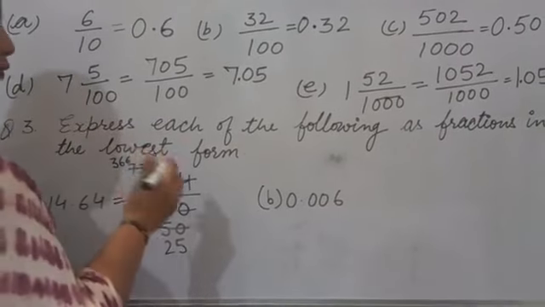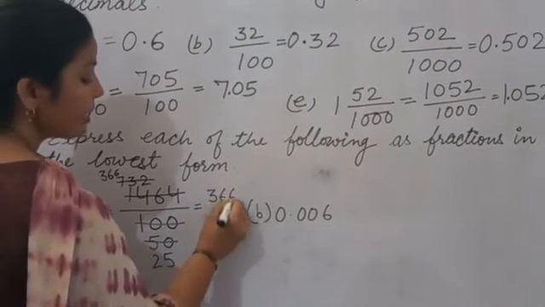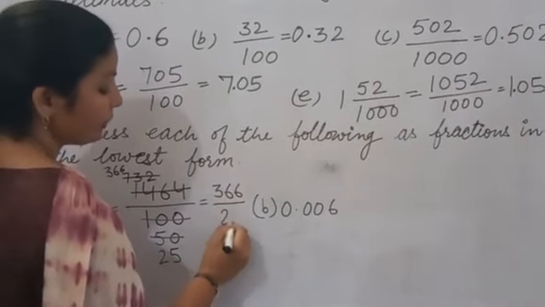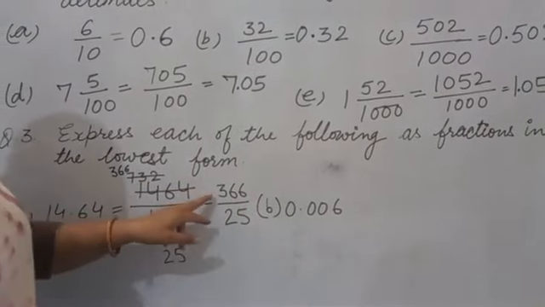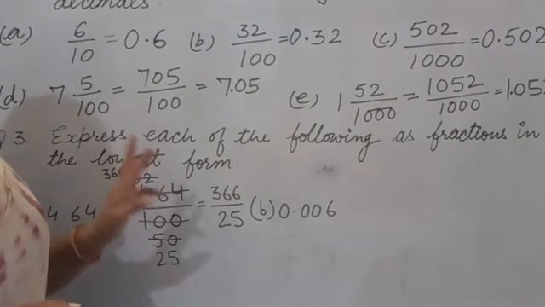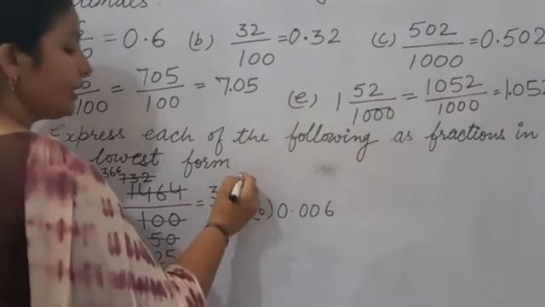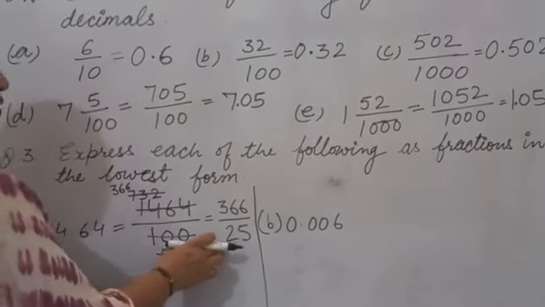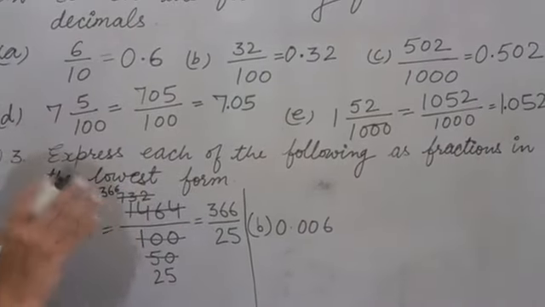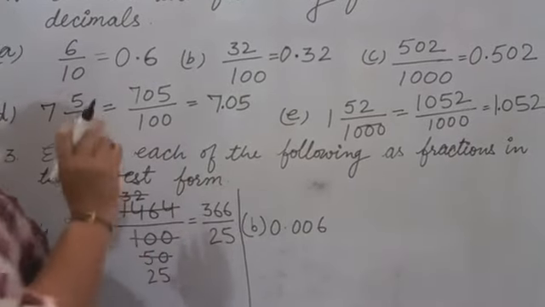ये हमारी lowest form आ गई हमारे पास. So it's become 366 upon 25. This is the lowest form. If you want to change it into mixed fraction, that's your choice. You can change, otherwise no need. अगर आपको करनी है आपकी चॉइस है, because this is improper fraction. So if you want to change it into the mixed fraction, you can change, and if you want to leave here only, you can leave.